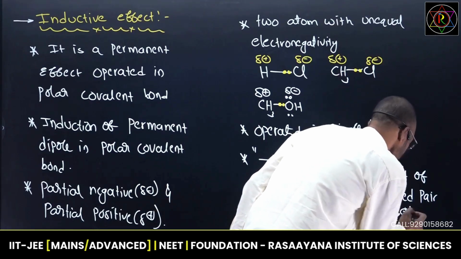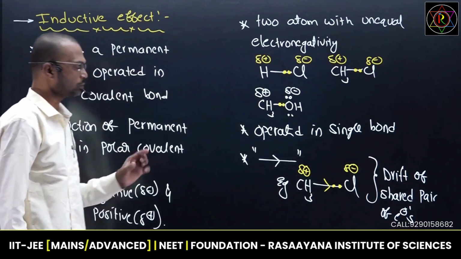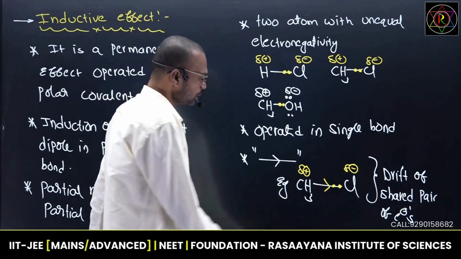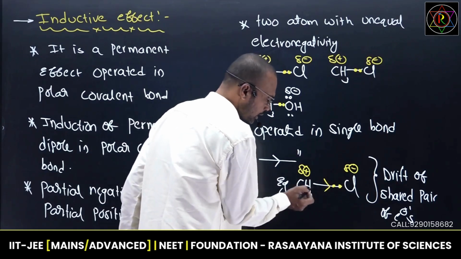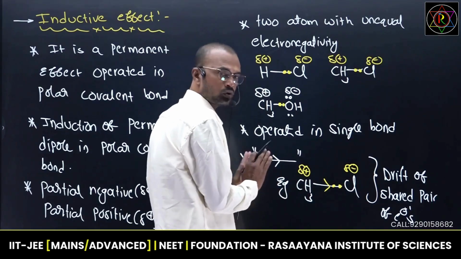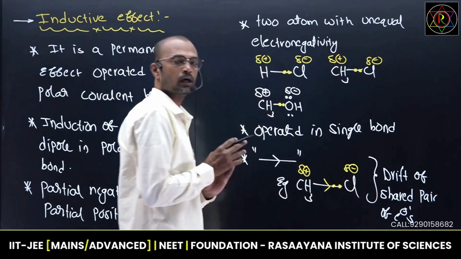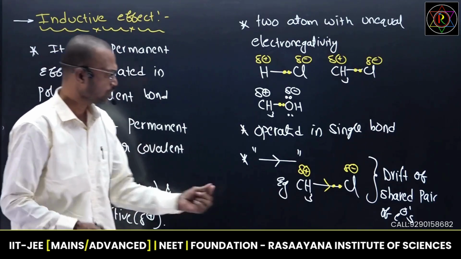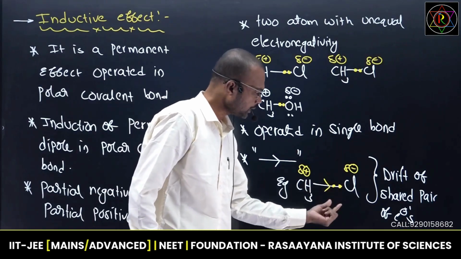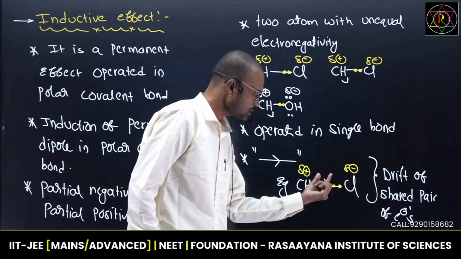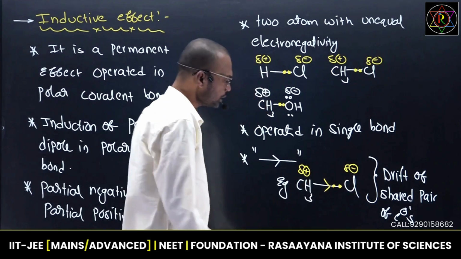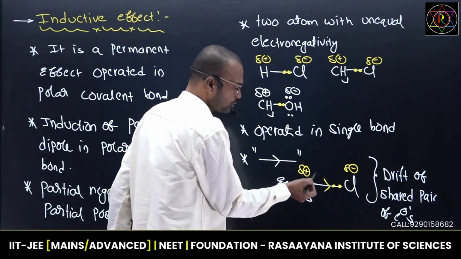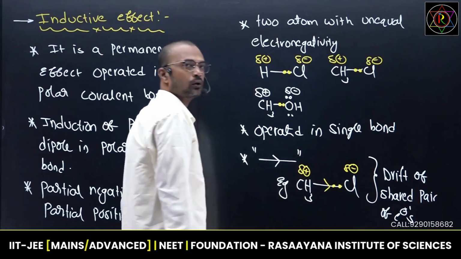So the drift of the shared pair of electrons towards a highly electronegative element is nothing but the inductive effect. Simply remember, if I write an arrow between two atoms, this arrow indicates that electron density is moving very close to the highly electronegative element. But remember, we are not transferring complete electrons to the highly electronegative element. These two electrons are never completely added on chlorine. So we are confirming that the inductive effect is not an ionization effect. It is only a transfer of electron density from a less electronegative element to a highly electronegative element.